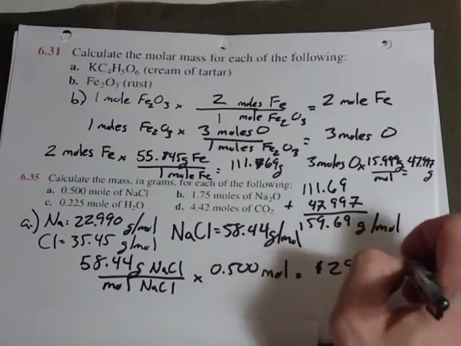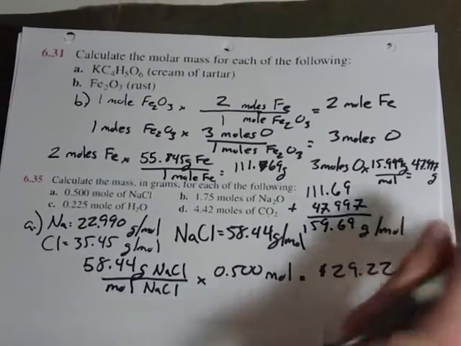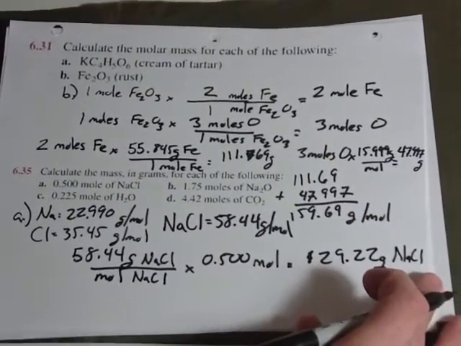29.22 grams of NaCl. So now we have just calculated the number of grams from a given number of moles of a material. Now we are going to be asked to do the reverse. So given a number of grams of material, how many moles are present?